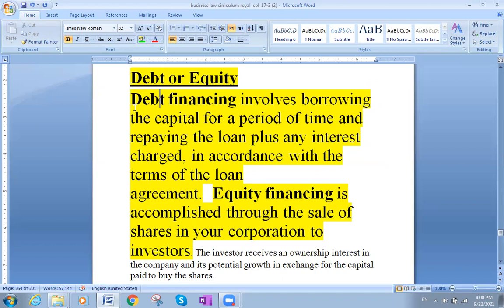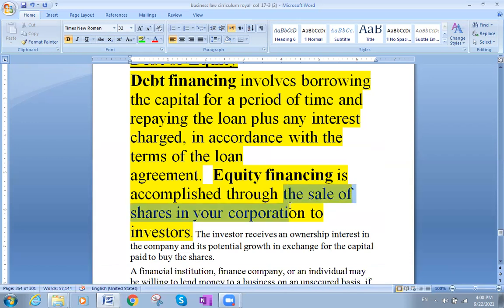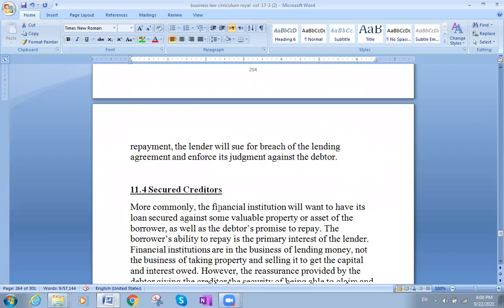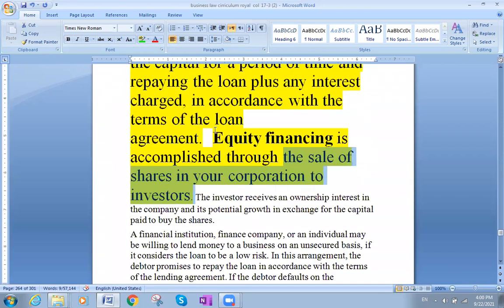But what does equity financing mean? Equity financing means we can raise money through the sale of shares. When we sell shares, the shares are the stocks, those are called shares in your corporation, to investors. When you sell them to investors, this we call equity financing.